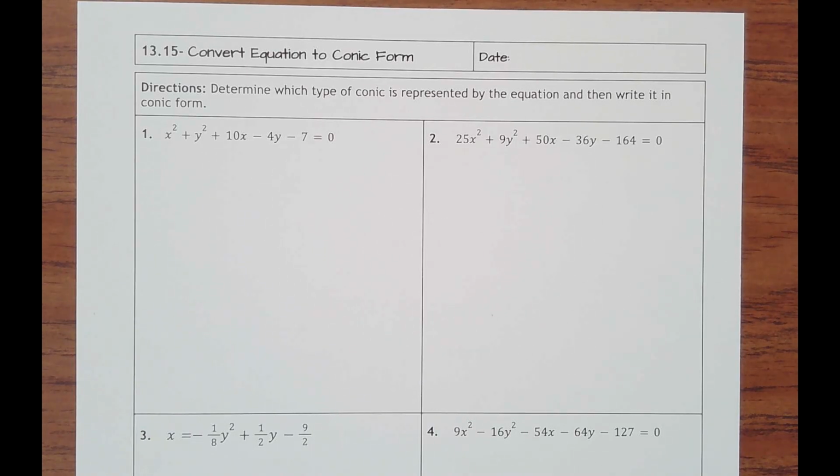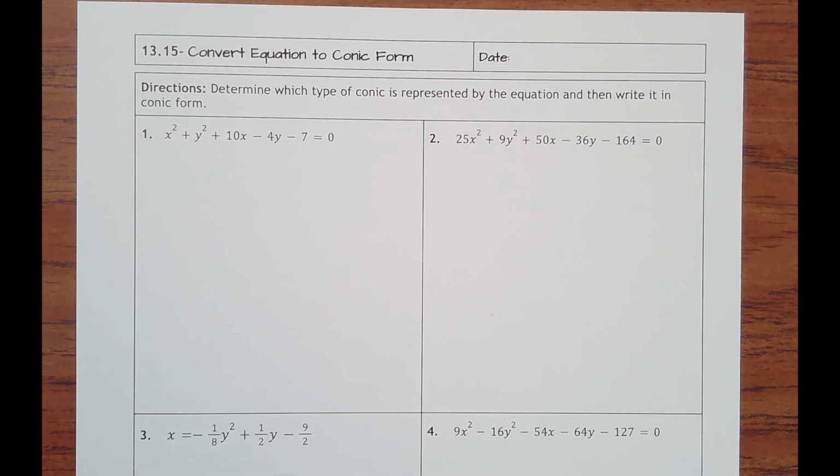Lesson 13.15 is converting equations to conic form. So they're all in this general/standard form with no parentheses. We have to figure out first what type they are, and you have to select that on Delta Math before you even start changing it into conic form. So remember our rules here.